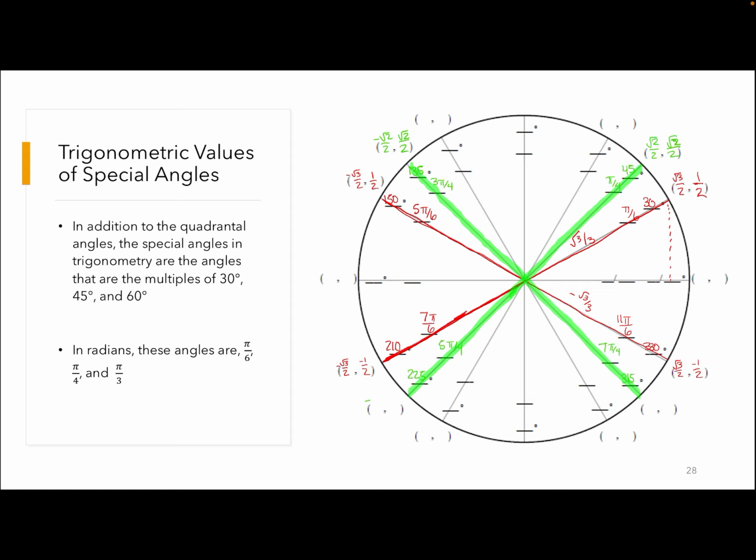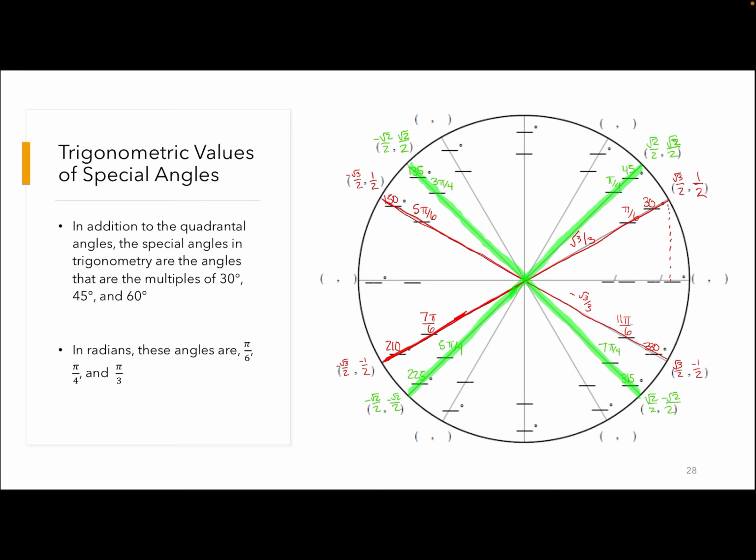In quadrant 3, both sine and cosine are negative. So we're going to have negative square root 2 over 2 and negative square root 2 over 2. And in quadrant 4, the x is positive, so square root 2 over 2, and the y is negative, so negative square root 2 divided by 2.